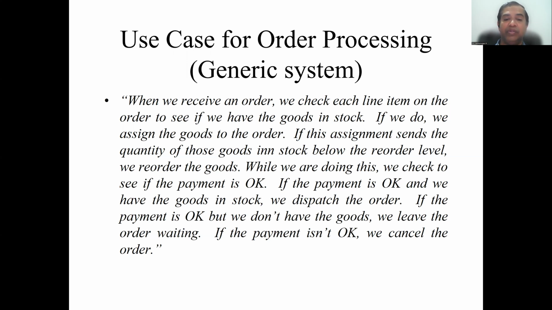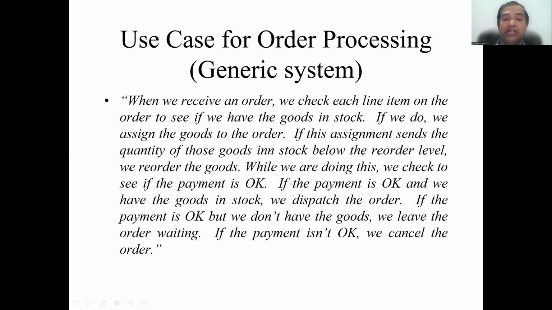If we assign the goods to the order, and if this assignment sends the quantity of those goods in stock below the reorder level, we reorder the goods. So it's a kind of inventory activity wherein the products are available in the godown, and we gather the products and deliver them based upon the orders made by the customer. So we need to ensure that the goods are available in the inventory, and we keep moving the products from the godown, keeping a minimum level of products remaining. As it crosses the minimum level, we need to reorder the goods.